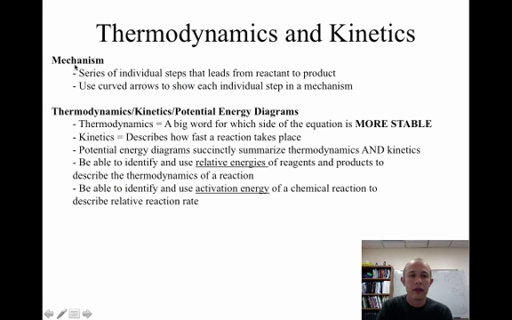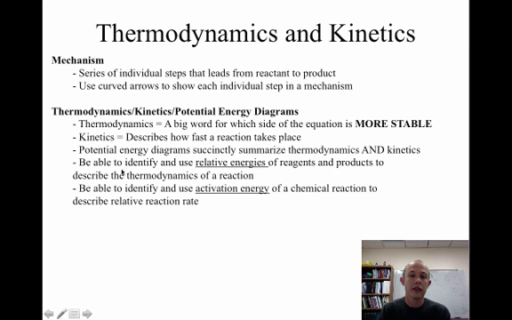To summarize, the mechanism of a reaction is going to be the series of individual steps, bond forming and bond breaking steps that lead from reactants to products. And to illustrate those steps, we're going to use the curved arrows that we've used in the past to show how bonds are forming and bonds are breaking.